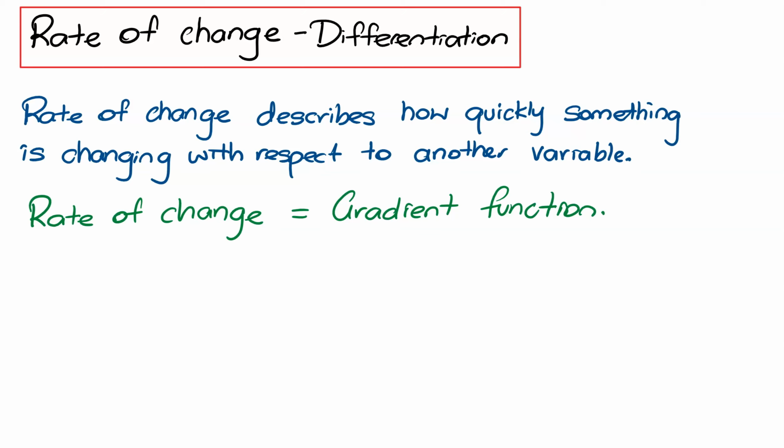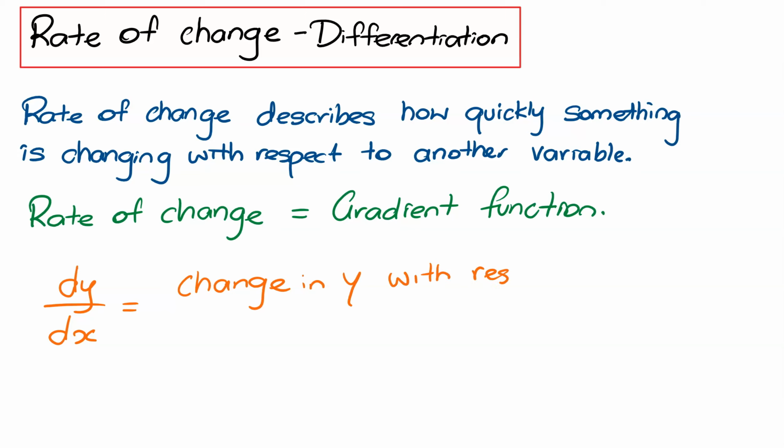And the rate of change is pretty much the gradient function, just in context. So if you differentiate a function, you find the gradient function, that's the rate of change at that point, in terms of context. So we normally define it with, for example, dy over dx, because this just means change in y with respect to x. That's what that just means.